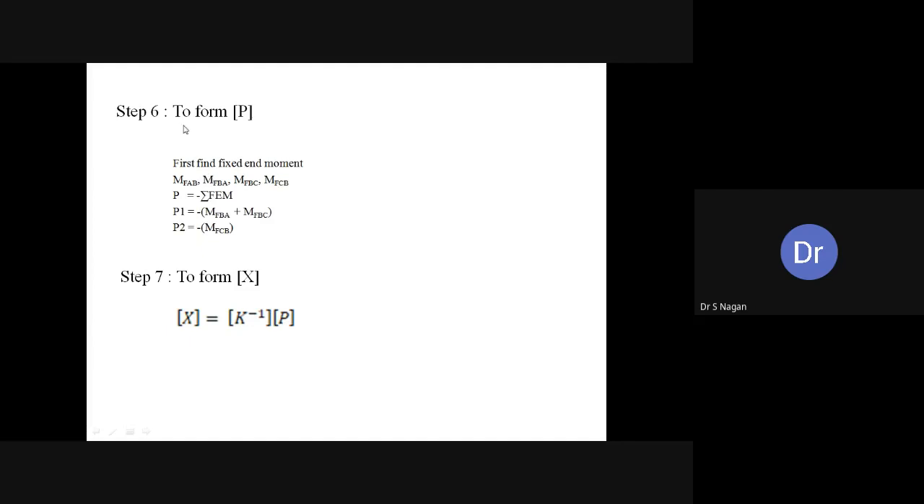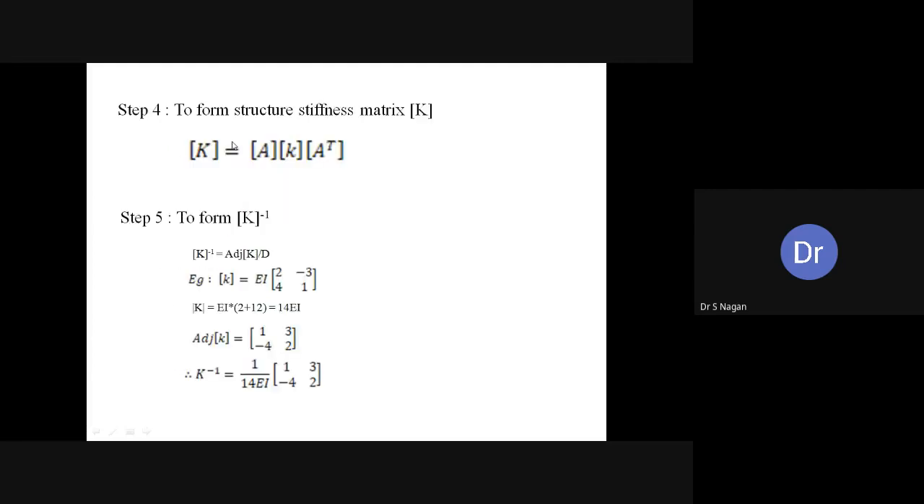So in the previous step, you have K inverse. Now we have P. So simple multiplication. K inverse into P will give you the external joint rotation matrix, capital X. Okay. Then step 8.